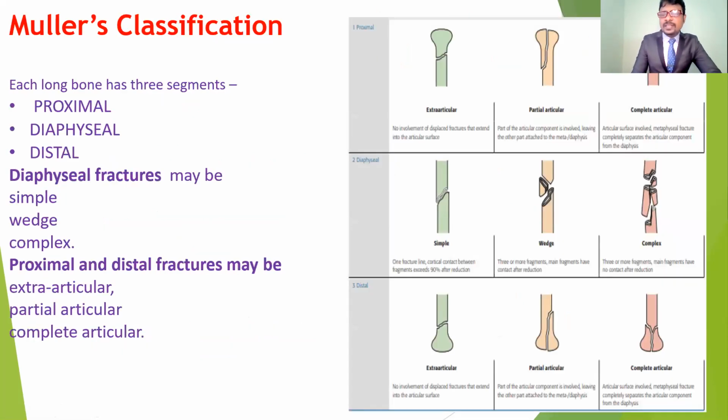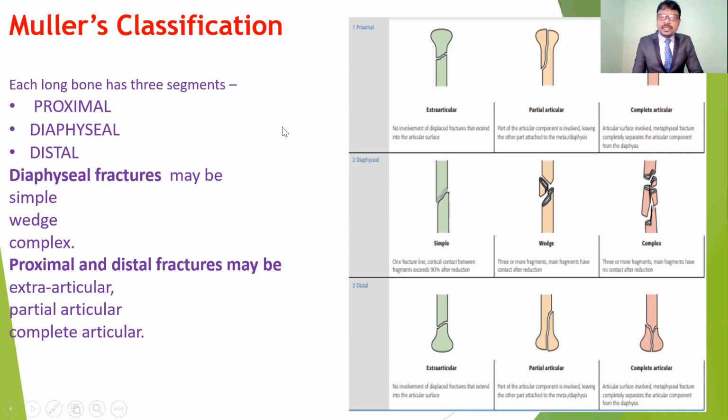Now the classification according to Muller's classification. The long bones are divided into three parts: the proximal part, the diaphyseal part, and the distal part. If you take a long bone, this is the proximal end, the distal end, and the shaft. The proximal, shaft, and distal parts are divided into many other types of fractures.